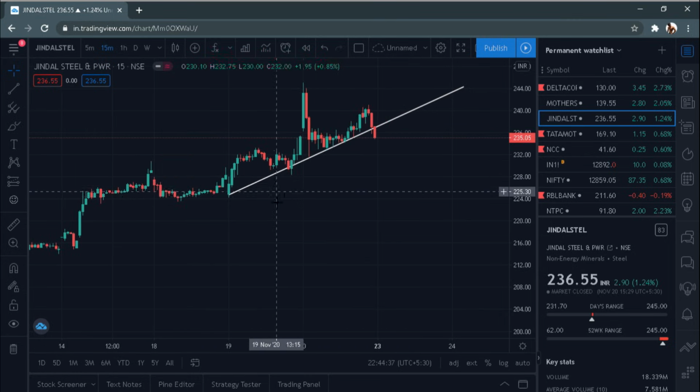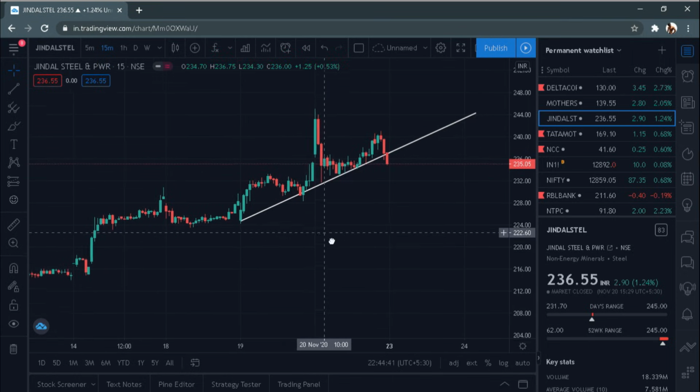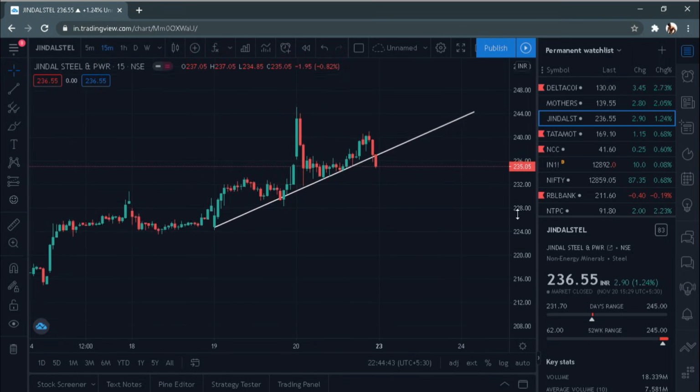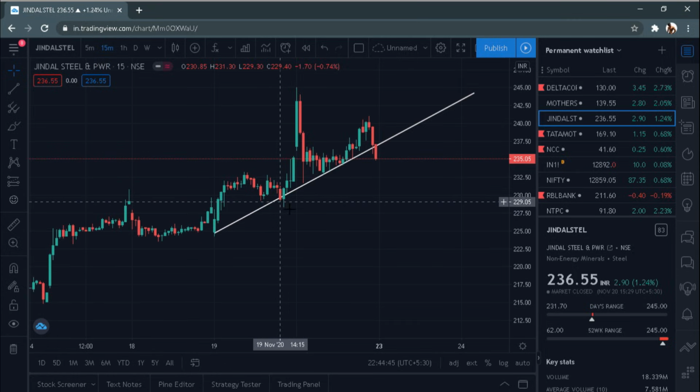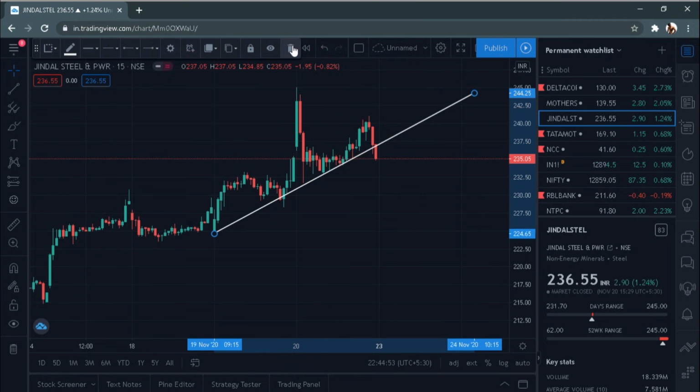Trend lines do not need to be perfect. Do not try to get perfection in the market. You will never get perfection in the market. So even if the price is breaking a little bit like this over here, the trend line is absolutely fine. The only thing that you need to look for is maximum touches with the trend line.